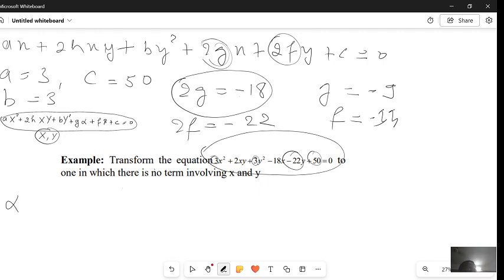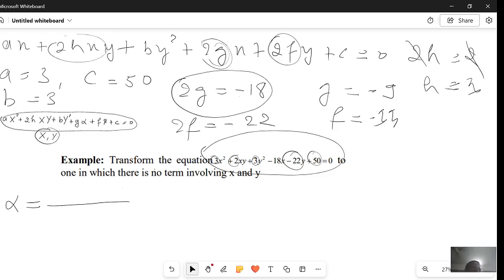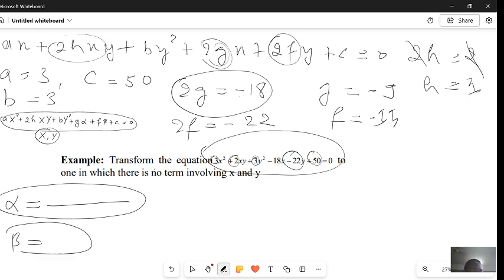I can directly determine the value of alpha by using the formula. I have the value of h. Oh, I did not find the value of h. The value of h is 1. I have 2h equal, the parameter is 2, so I will have h equal 1. Now I have all the parameters. I just determine the value of alpha and the value of beta.